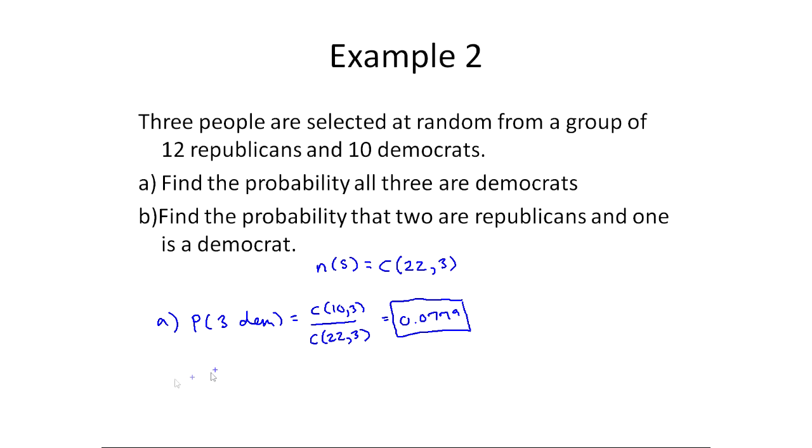Okay, so B says what's the probability that 2 are Republicans and 1 is a Democrat. This could happen a few ways. The first 2 could be Republicans, if you were to imagine we did it in order, but we didn't do it in order. But imagine the first 2 are Republicans and the next is a Democrat, or the last 2 are Republicans. There are a lot of events represented by this statement.